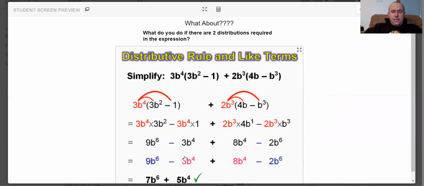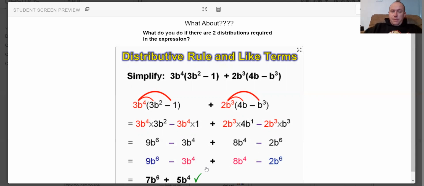So notice I have a b to the 6 and I have another b to the 6 at the end here. So 9 take away 2 gives me 7. Now, a lot of people want to add the exponents here and put 12, but remember, that's when you're multiplying. We're not multiplying right now. We're actually just subtracting. So you're just saying how many b to the 6s do you have? You have 9. And if you take away 2, you have 7 b to the 6s.